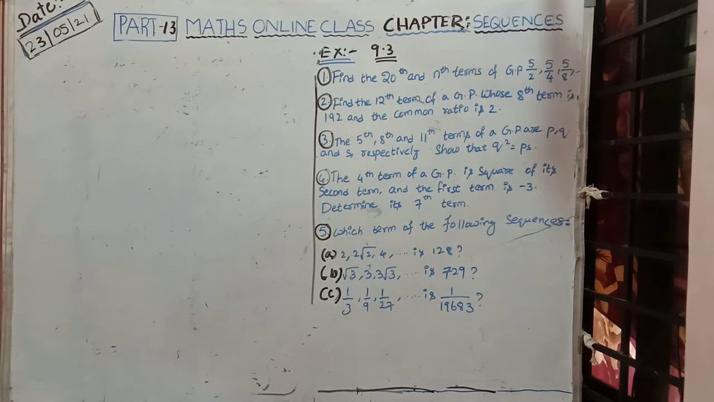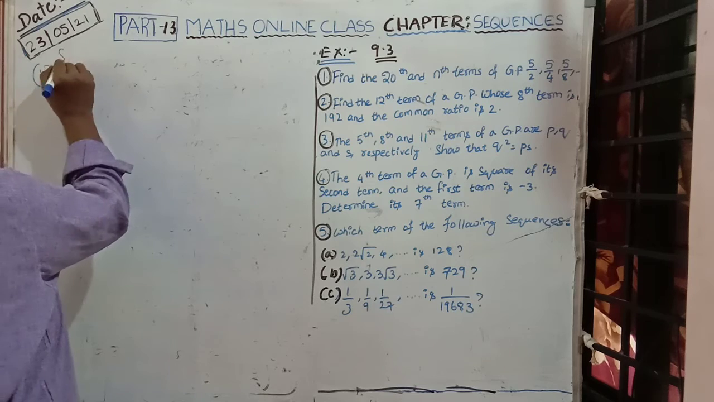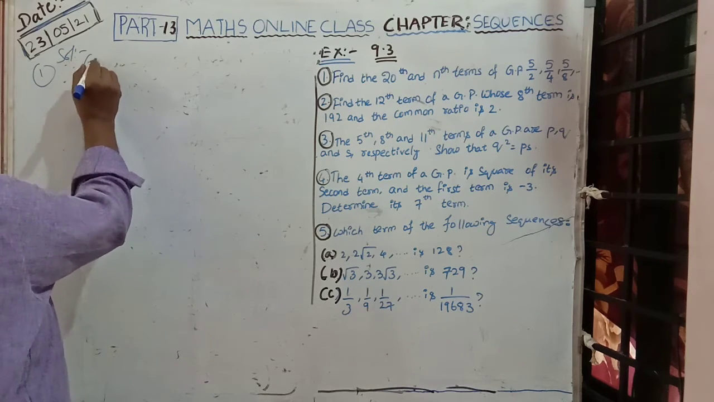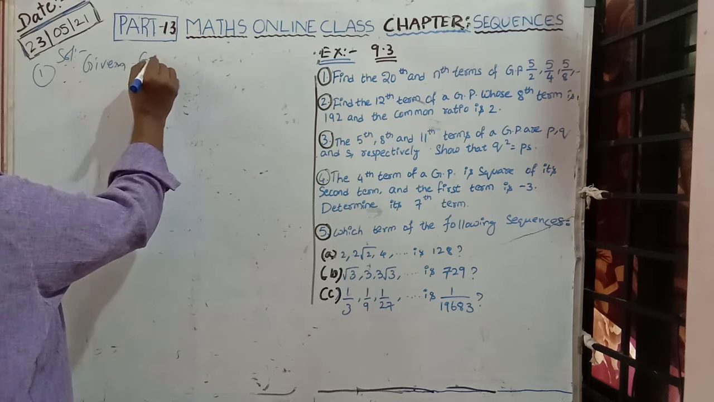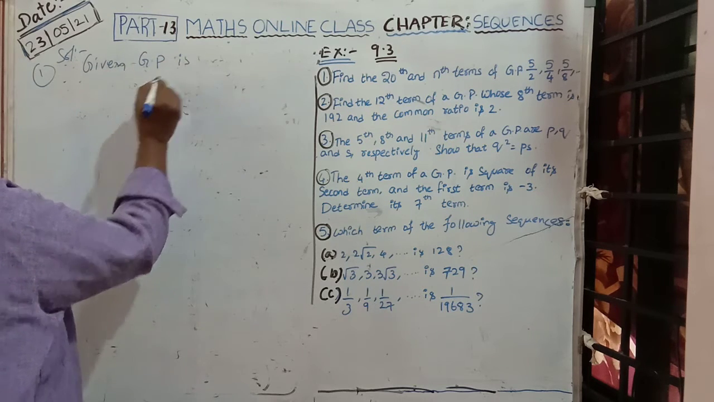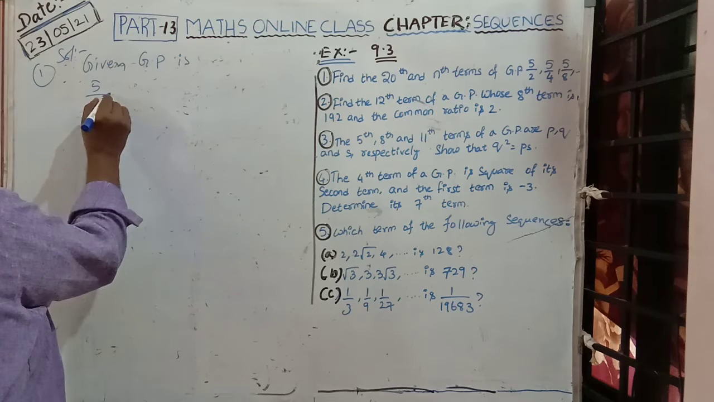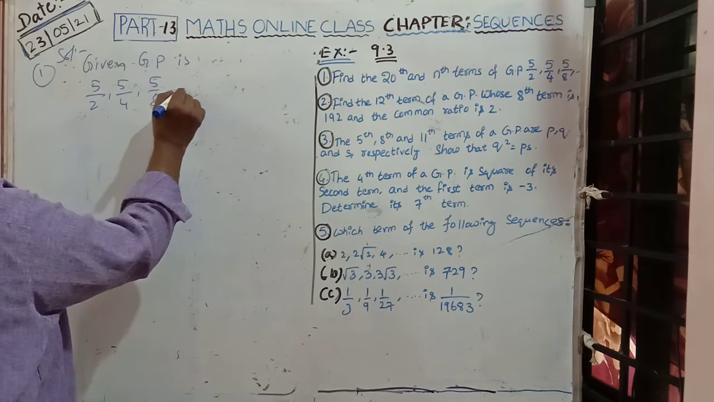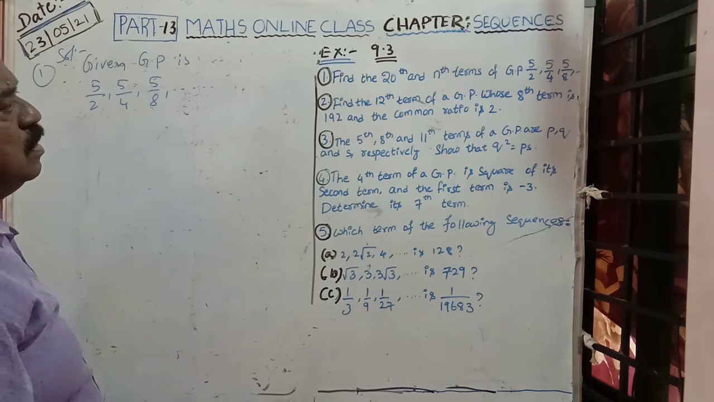Exercise 9.3. Find the 20th and nth terms of the GP. Solutions. First one. Given GP: 5 by 2, 5 by 4, 5 by 8, and so on. It is a GP.